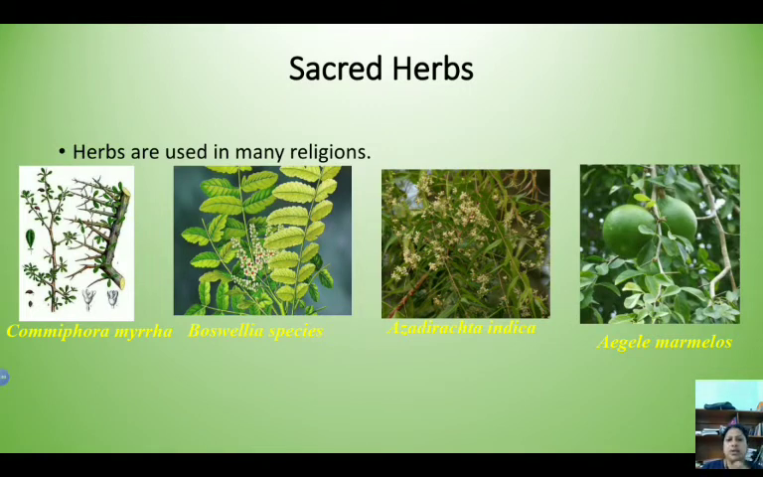So here are some of the list of plants. You can see Commiphora myrrha. You can see one plant. You can see Boswellia species, and you can see Azadirachta. Azadirachta is commonly available. It's neem, and everywhere you can find it in India.